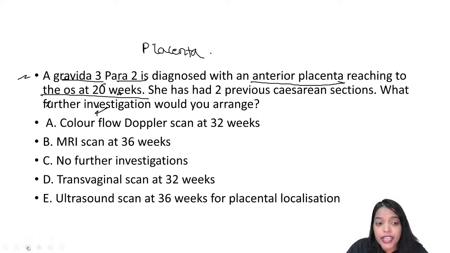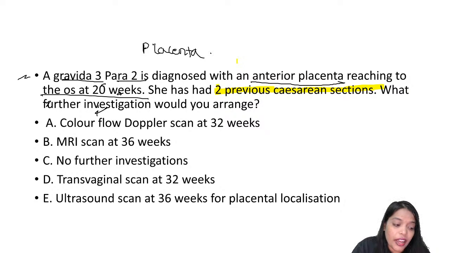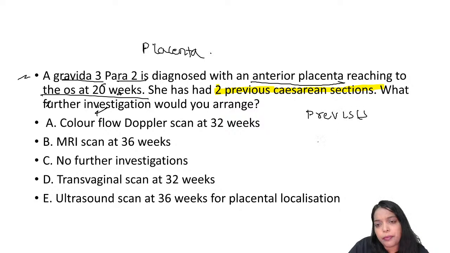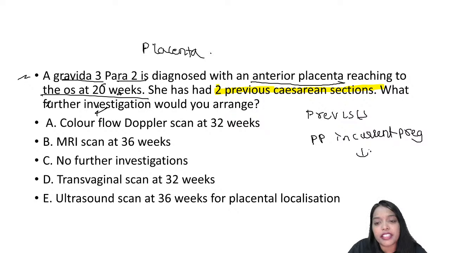Next, history. She has 2 previous cesarean sections. What further investigation would you arrange for her? So she is a case of placenta previa with 2 previous cesarean sections. What suspicion is arising in your brain? Are you worried about something? What is the risk factor? Whenever you have previous LSCS and placenta previa in the current pregnancy, both of these act as a risk factor for what condition?